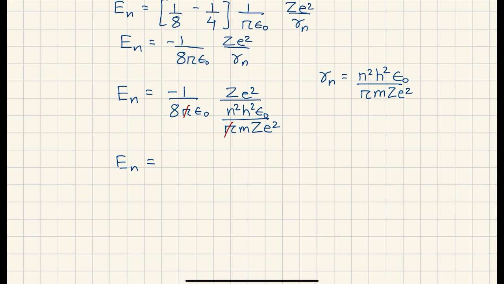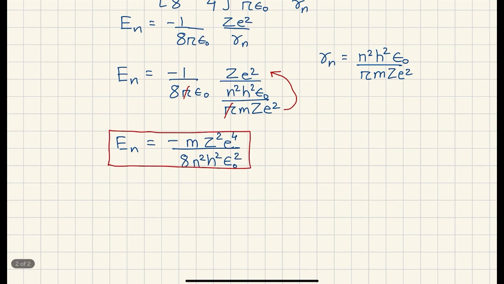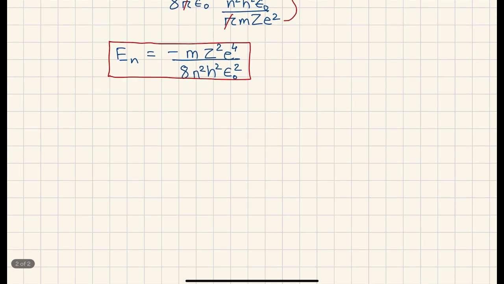So I have En equals minus, this term will go into the numerator, right? So we have minus m Z times Z will become Z square, e square times e square will become e raised to 4, divided by 8 n square h square and epsilon naught square. So this, my friend, is the expression for energy of electron in nth Bohr's orbit.